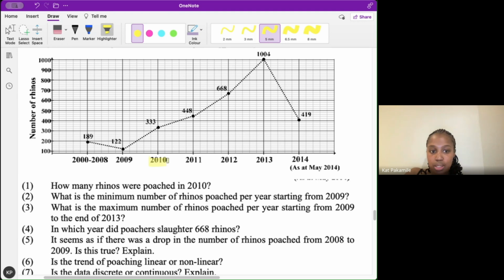So we're going to go to the year 2010, and then you go up, up, up until you touch the graph, and that would be 333 rhinos.